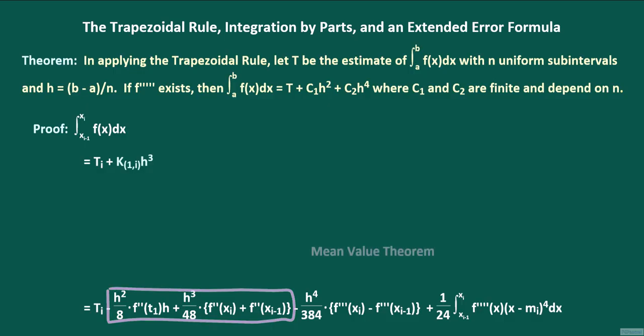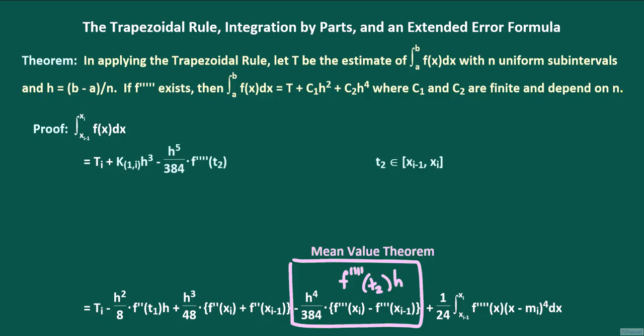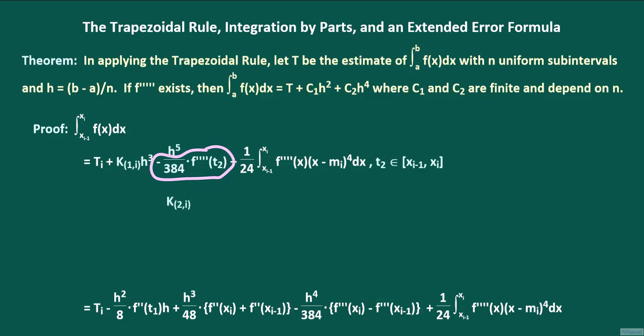We apply the mean value theorem to this difference. There should exist a value t sub 2 between x sub i minus 1 and x sub i, such that this difference is equal to f quadruple prime of t sub 2 times h, so that this expression is equal to minus h to the 5th power over 384 times f quadruple prime of t sub 2. Let k sub 2i be equal to minus f quadruple prime of t sub 2 divided by 384, so that these are the first three terms on the right side of the equation.